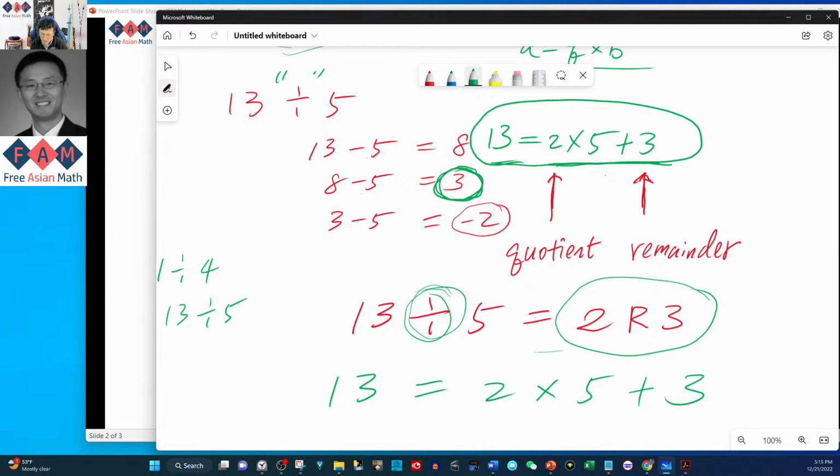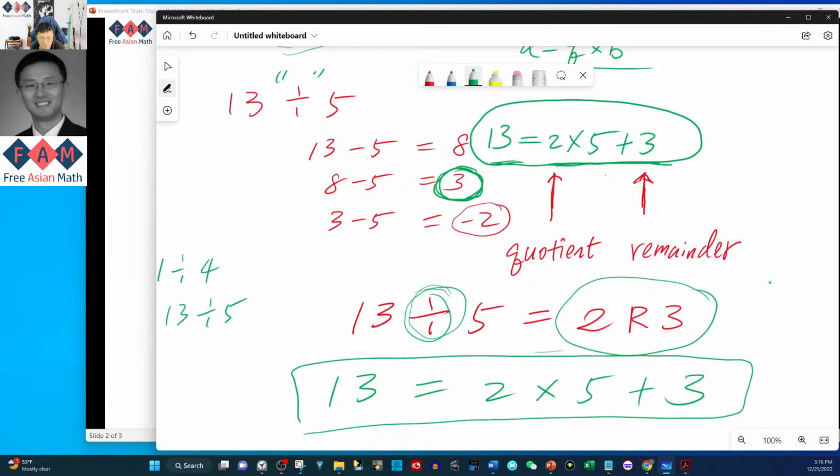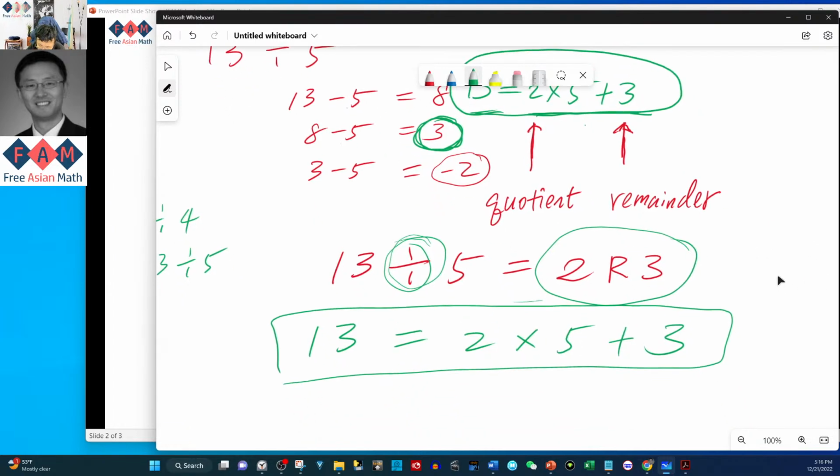Okay, so 13 divided by 5. In this case we can verify that 13 is not a multiple of 5, and it will have to be presented as a division with remainder expression or operation. So the correct way is just to write 13 as 2 times 5 plus 3, where we know 2 is the quotient and the 3 is the remainder.